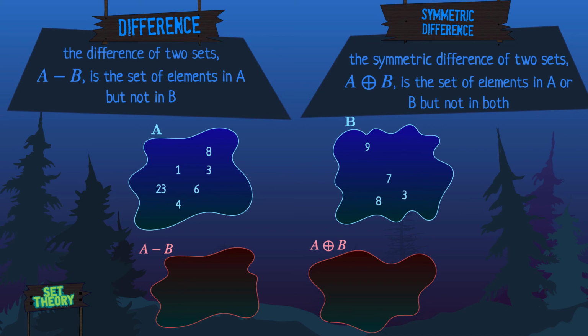So for A minus B, that's going to be 1, 4, 6, and 23. Elements in A that are not in B. And for the symmetric difference of A and B, it can either be in A or in B, but it can't be in both. So that'll be everything except 3 and 8.